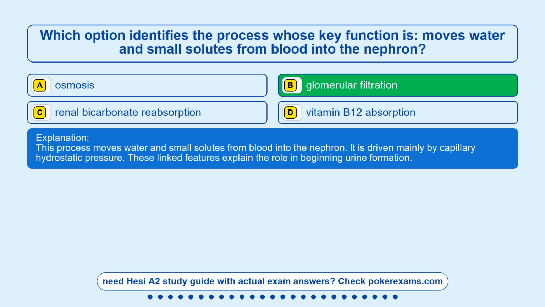This process moves water and small solutes from blood into the nephron. It is driven mainly by capillary hydrostatic pressure. These linked features explain the role in beginning urine formation.